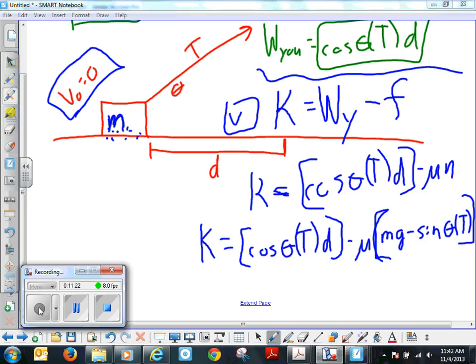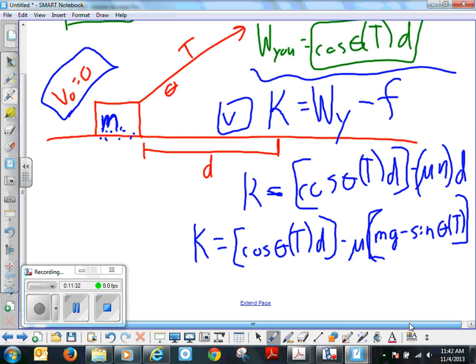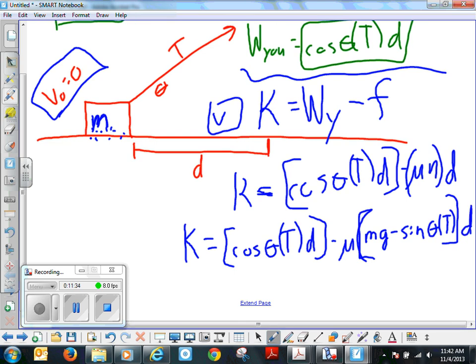Yeah, thanks for that. I screwed up. This is just the force of friction. We also have to multiply that by the d to get the work that friction did. So this is the final expression that gives you the kinetic energy, and then with that you can solve for the velocity. That's the work of friction.